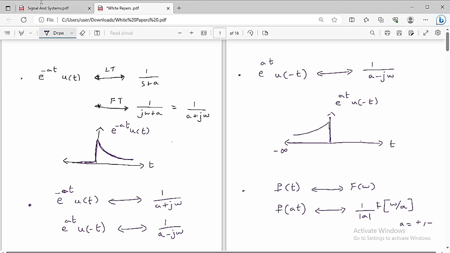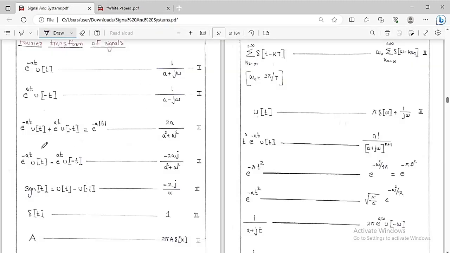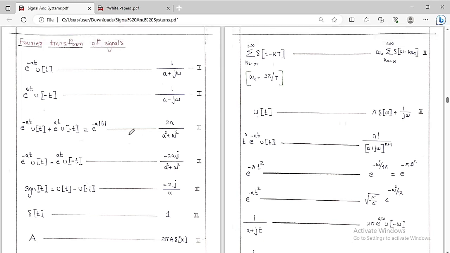Now let's go for the other signal. The other signal is e to the power of minus at u of t plus e to the power of at u of minus t. It is nothing but the summation of two previous signals. We can write it as e to the power of minus a mod t, because for t greater than 0, mod t becomes plus t, so you get this one. For t less than 0, mod t becomes minus t, then you get this signal.